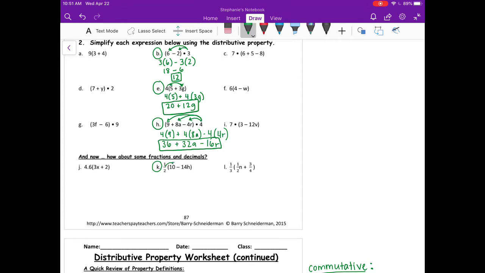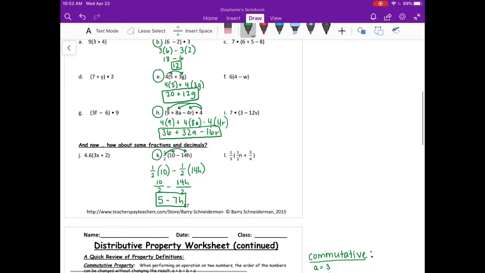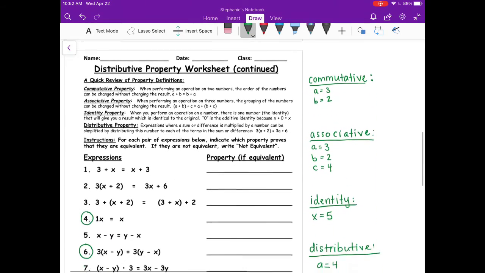Same thing as all the other ones, we're just gonna distribute the 1/2 to each of those numbers and rewrite our problem. 1/2 times 10 minus 1/2 times 14h. Now really, you're dividing each of those numbers by 2, right? When we multiply by fractions, we can really divide the top number by the bottom number. So 10 divided by 2 is 5, and 14 divided by 2 is 7. 5 minus 7h is my answer. Let's move to the second page.